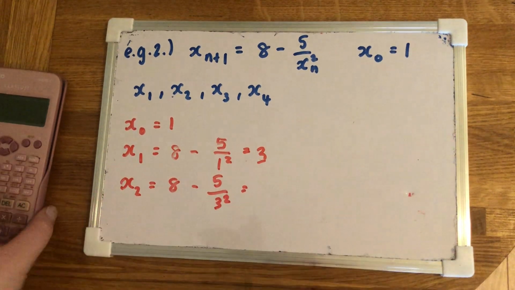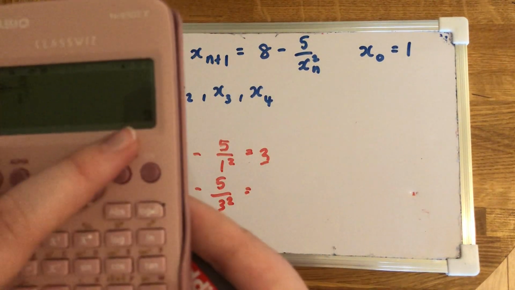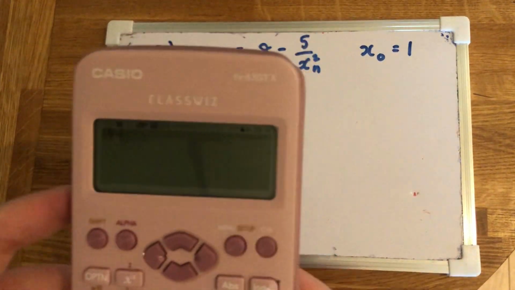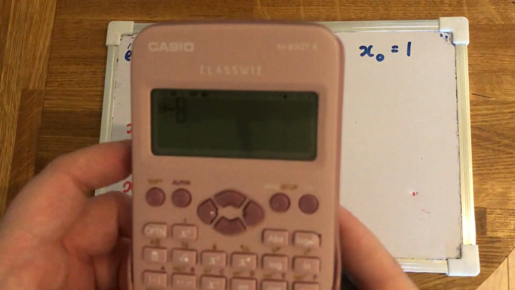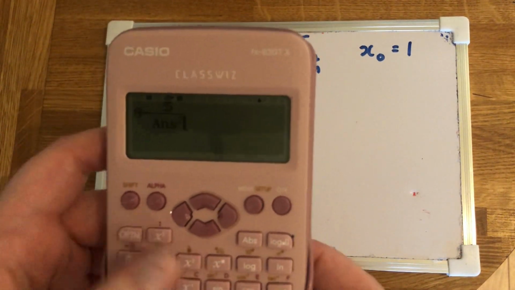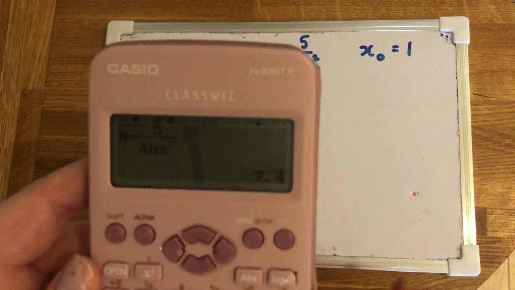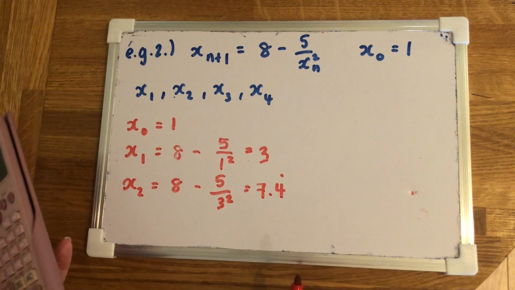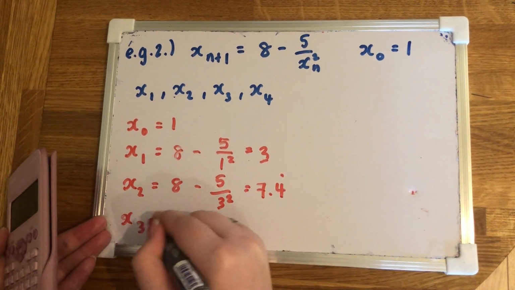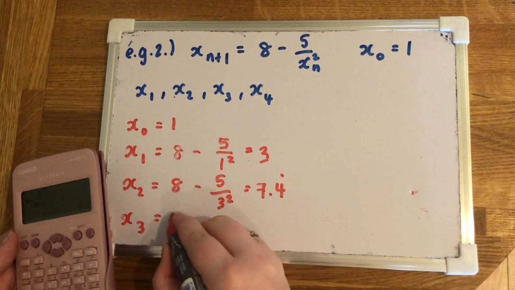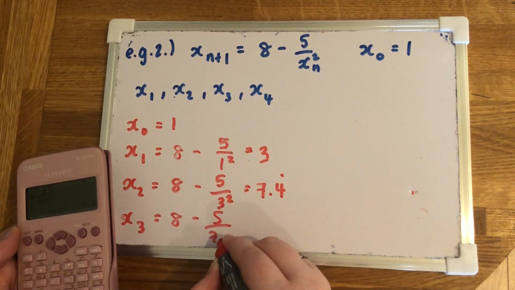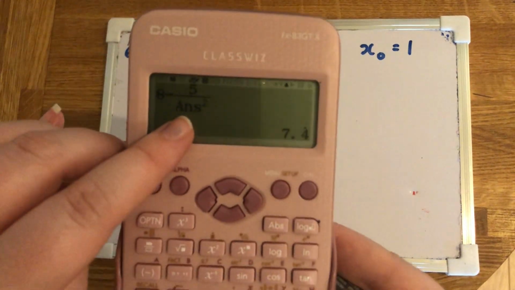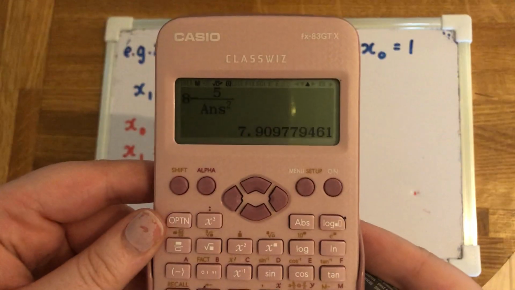3 squared. Because I've already got a 3 in my calculator, this time when I do the formula, I'm just going to write answer. So 8 minus 5 over answer squared. 7.4 recurring. Okay, next one, x3. Again, you can write the formula out, 7.4 recurring squared. But this time, because I wrote answer the previous time, if I just now click equals, it will tell me the answer straight away.